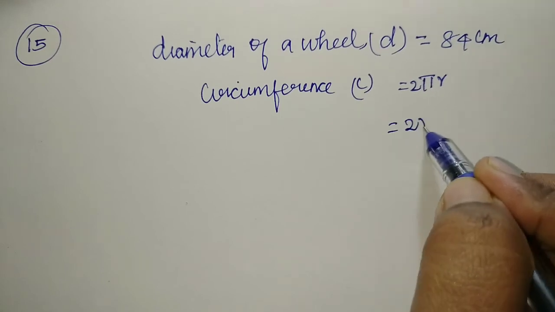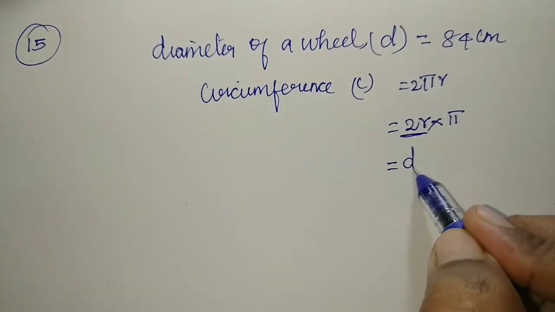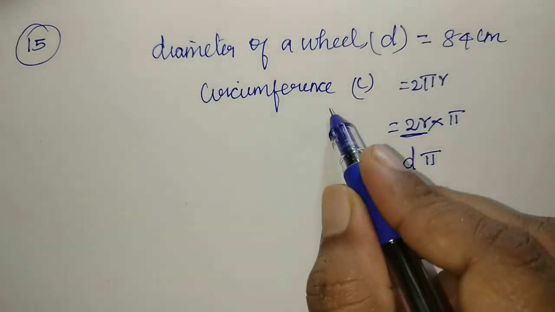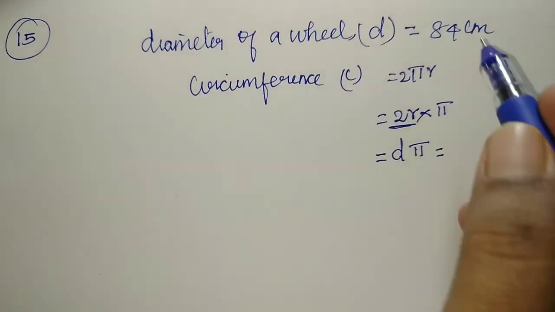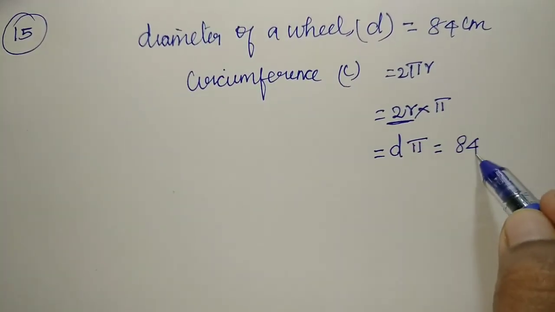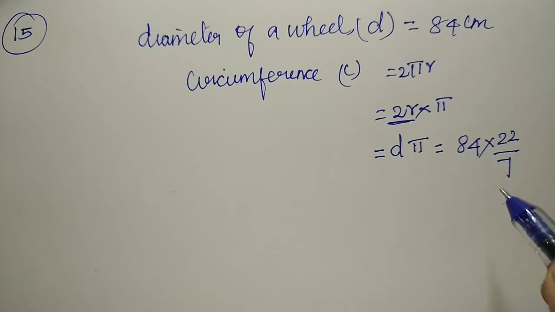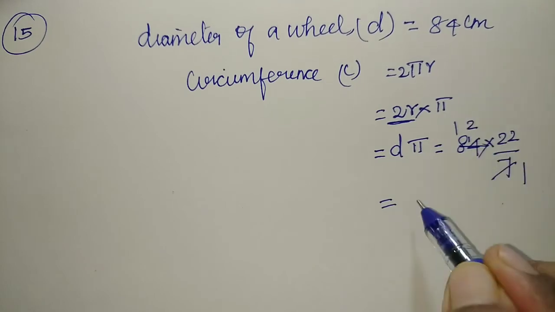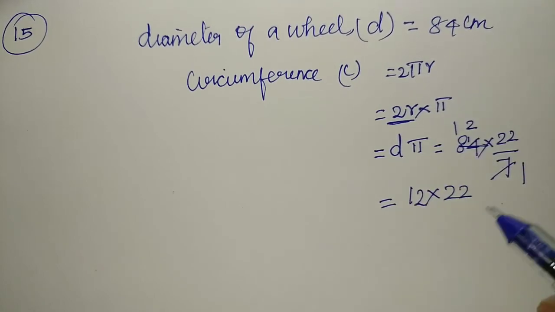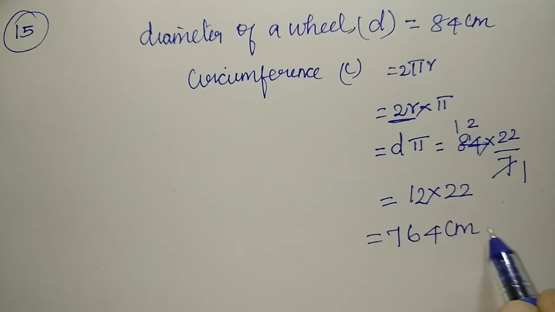Circumference C is equal to 2 pi r. So how can we write? 2r into pi. What is 2r? Diameter into pi. So circumference can also be written as d into pi. What is diameter given in the question? 84. What is the value of pi? 22 by 7. 7 twelves are 84, so 12 into 22 is 264 centimeter.